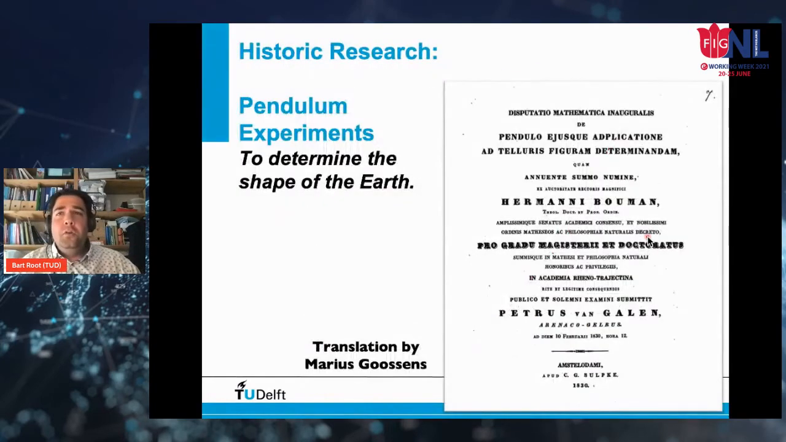Of course, we already know this, and the nice thing of this project is that people now know that I work on gravity and pendulums, and the people in the library at TU Delft found a very old dissertation where a Dutch mathematician already worked on pendulum experiments to determine the shape of the Earth. It was, however, in Latin, and I had some Latin in high school, but not that good. So we asked Marius Goossens to translate it. And we found a very nice collection of all the pendulum data back then in 1830.